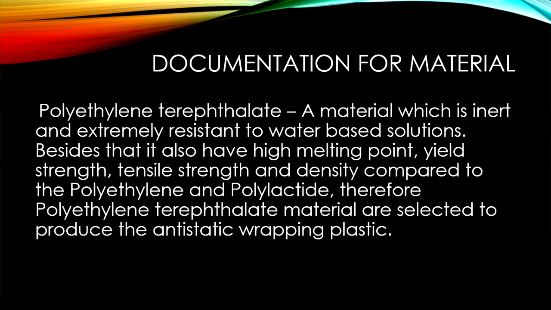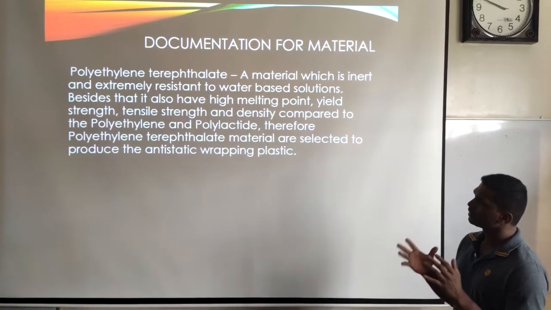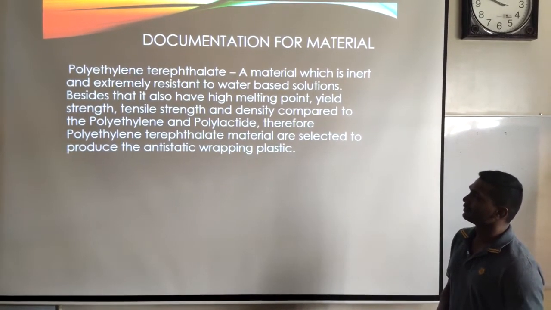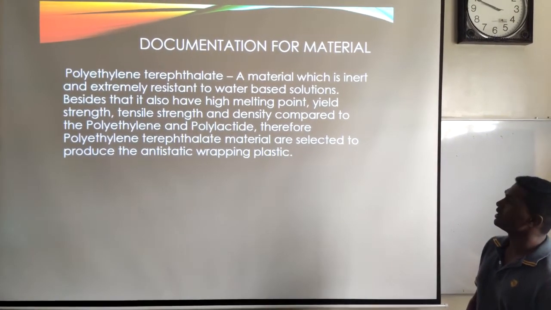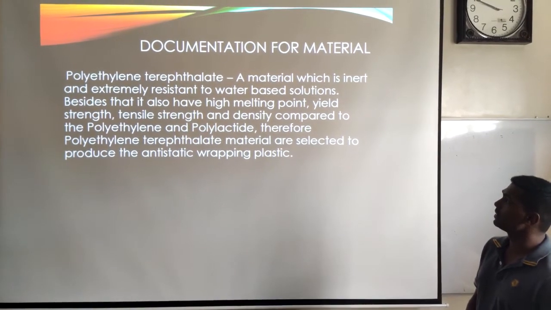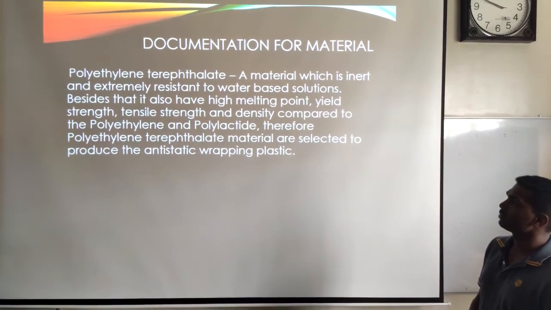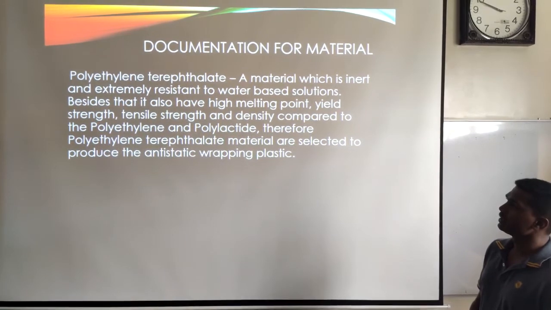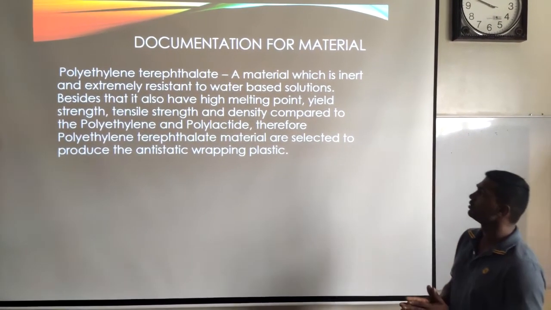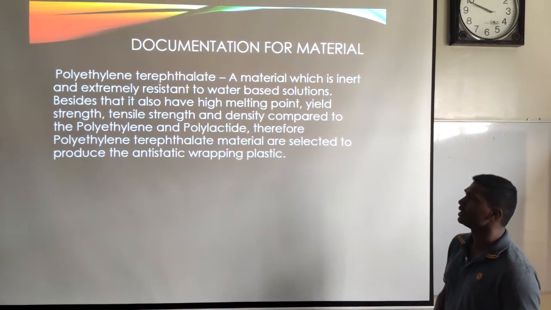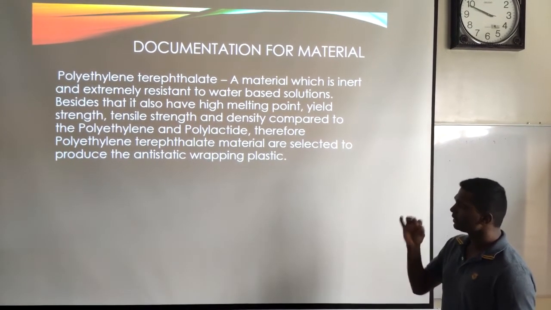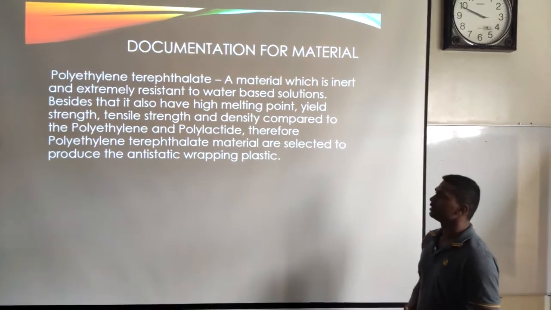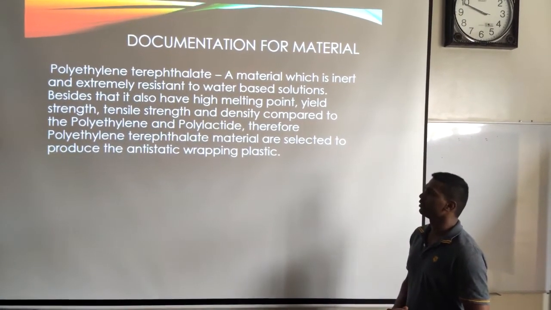So the documentation for material. So based on the polyethylene terephthalate, a material which is inert and extremely resistant to water-based solution. Besides that, it also has a high melting point, yield strength, tensile strength and density compared to the polyethylene and polylactic. Therefore, polyethylene terephthalate material is selected to produce the antistatic wrapping plastic.